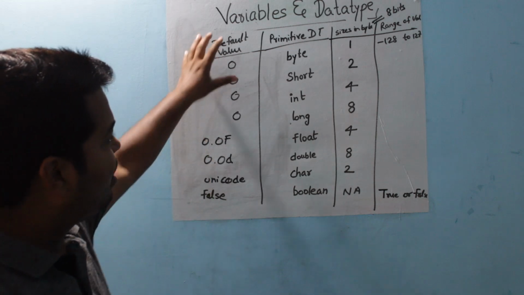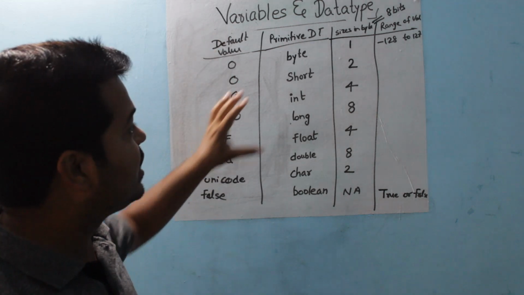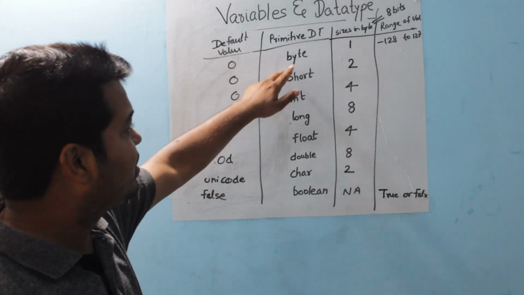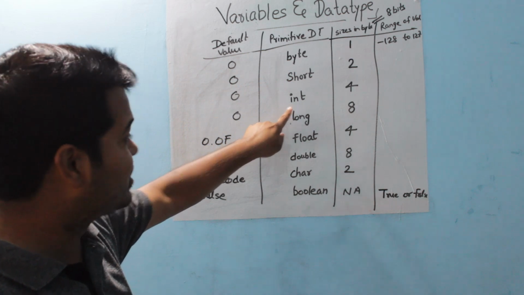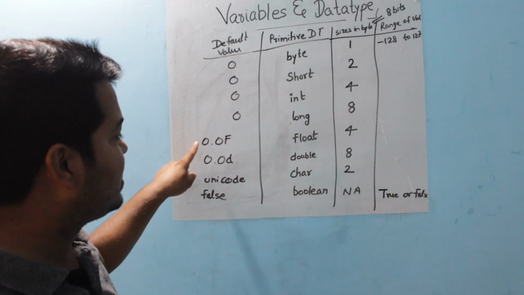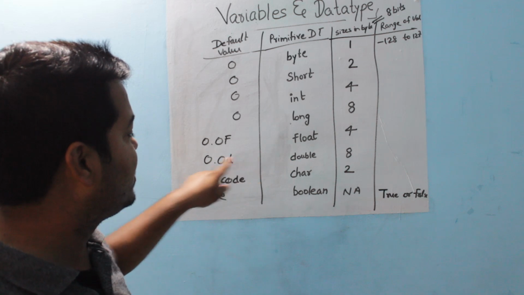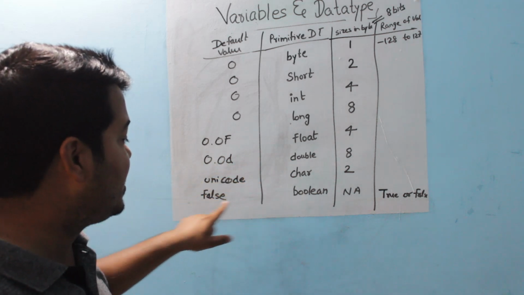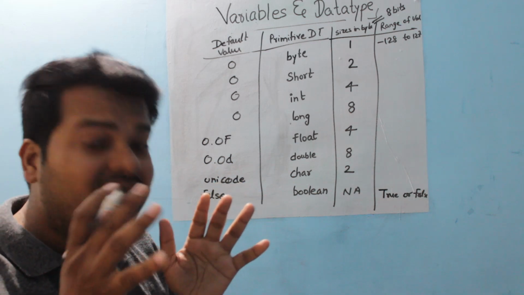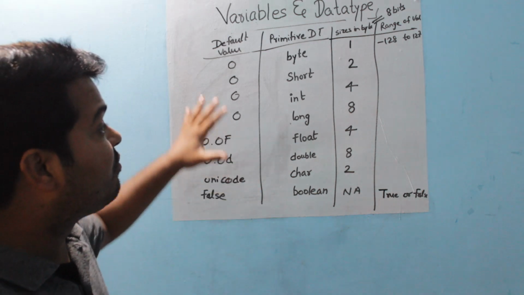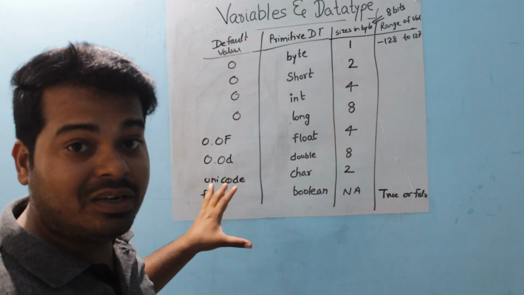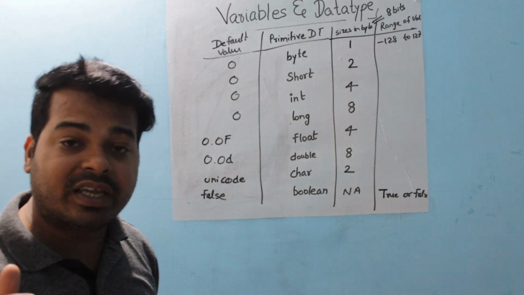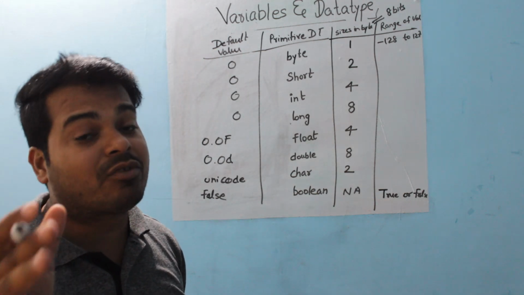So this is the default value assigned to the primitive data types: 0 for byte, 0 for short, 0 for integers, 0 for long. For float it is 0.0f, and for double it is 0.0d. For character it is Unicode, and for boolean it is always false. These are the default values. For which type of variable this default value is applicable, I will talk about when I deal with the types of variables.